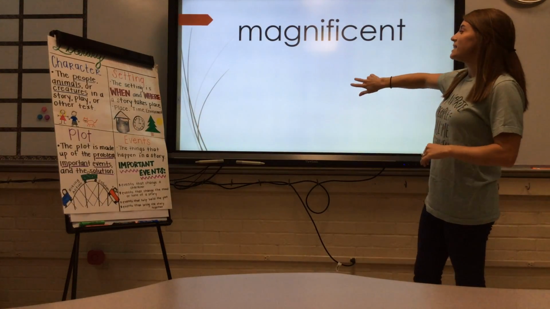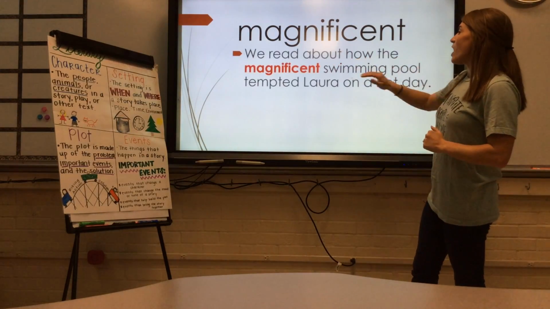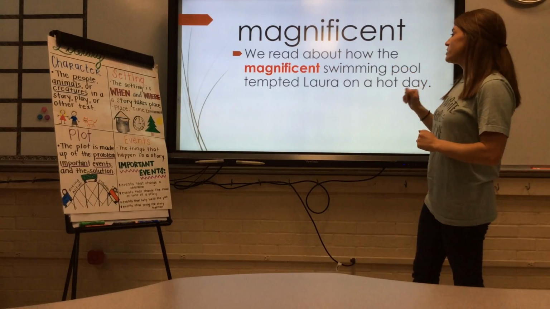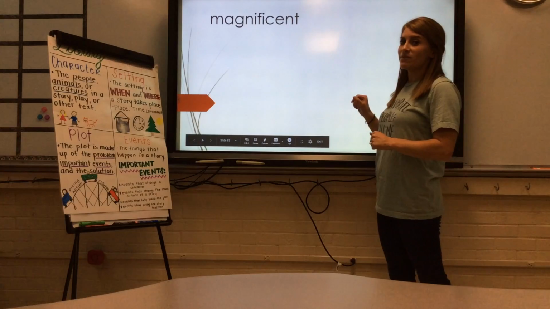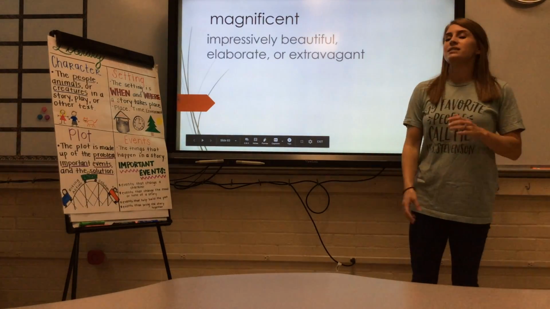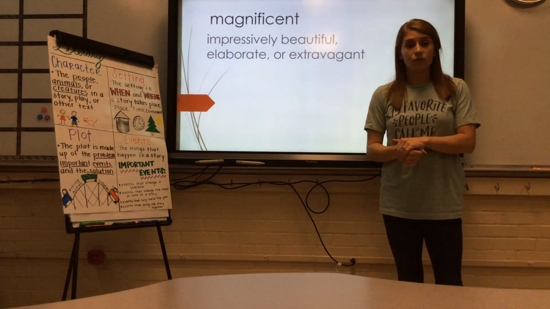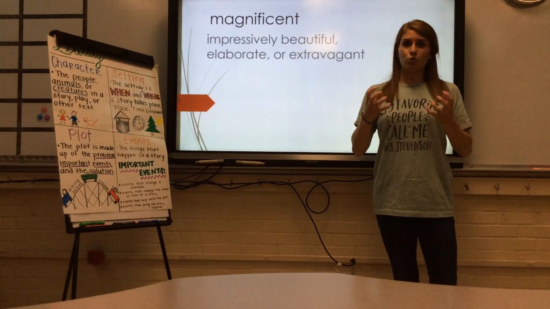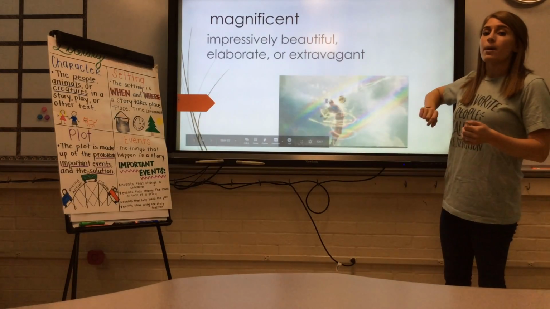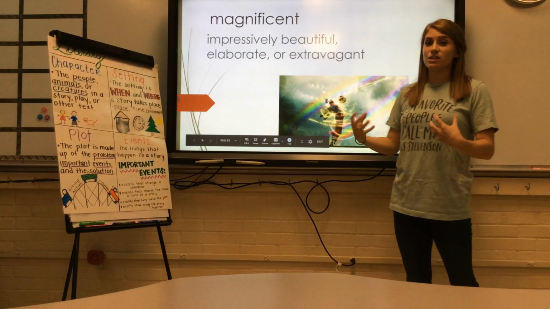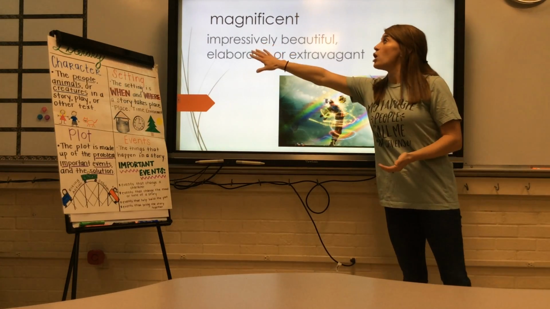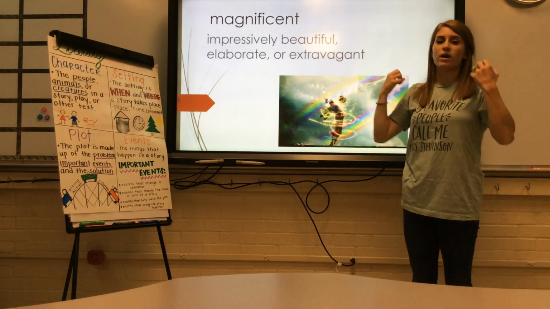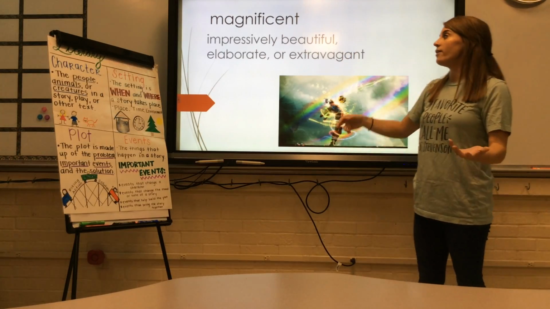All right, magnificent. We read about how the magnificent swimming pool tempted Laura on a hot day. What does magnificent mean? It means that it is impressively beautiful, elaborate, and extravagant. So that pool being magnificent to her when she's so hot probably just looked so beautiful because she just wanted to jump in it to cool off.